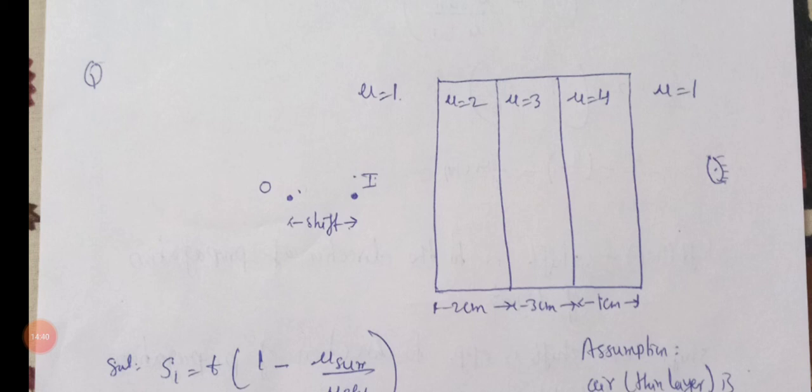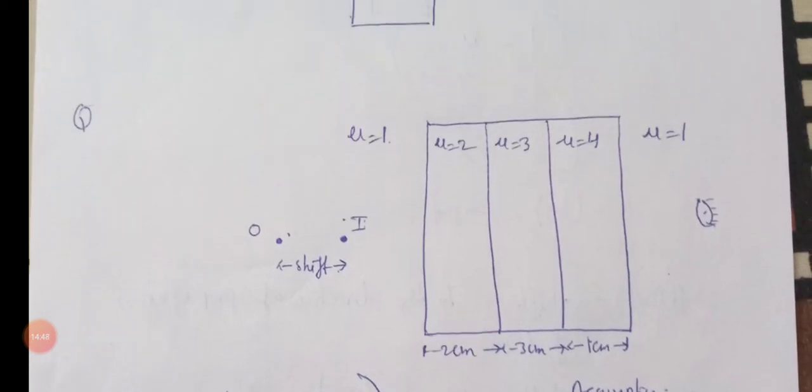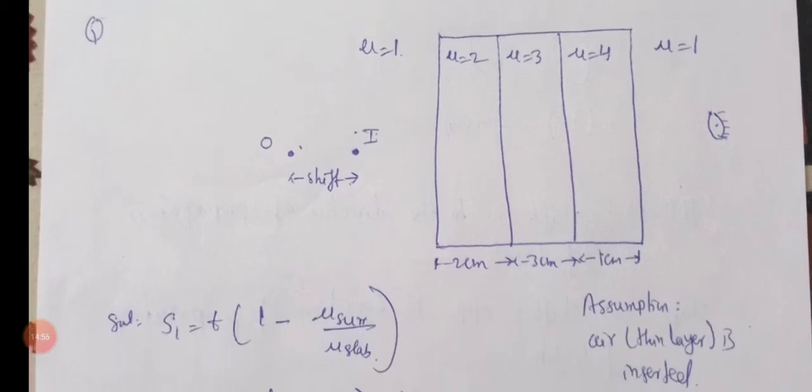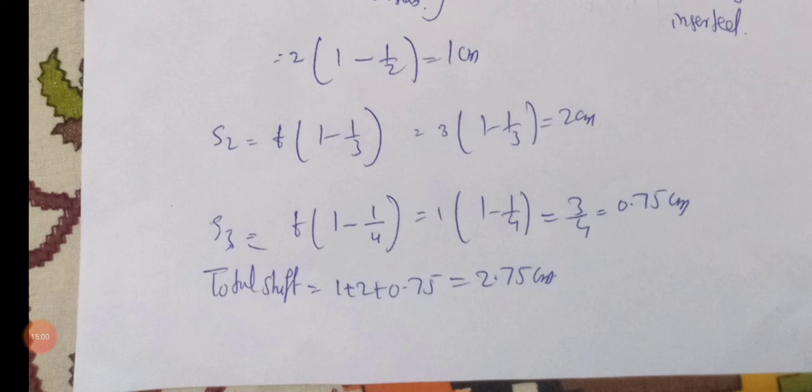Since it is a combination of slabs, you just assume that between the two slabs some air is there, a thin layer of air is inserted between the two slabs. Just imagine it, student. On that basis the surrounding becomes the same, and when the surrounding is the same you can apply the formula. And, student, when you now apply the formula directly, you add all the shifts, you will get the answer. So this is the shortcut method, student.